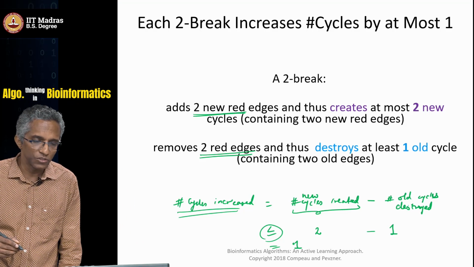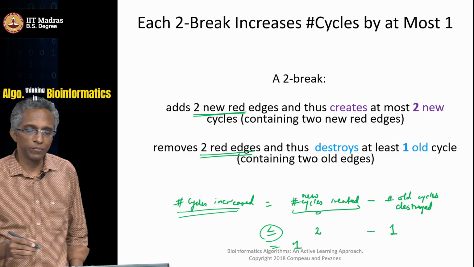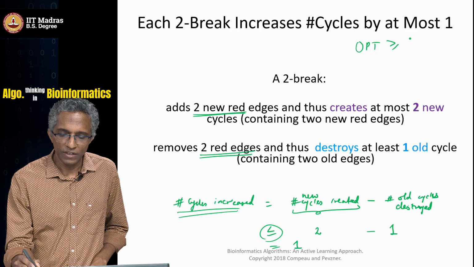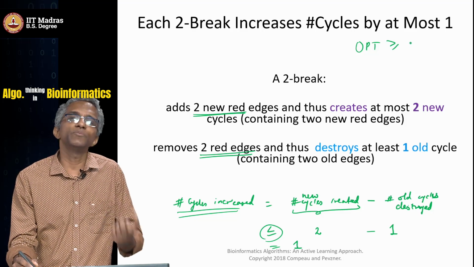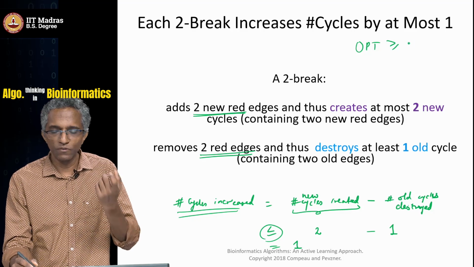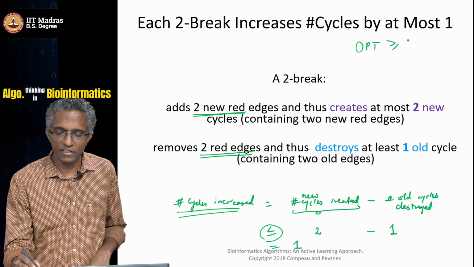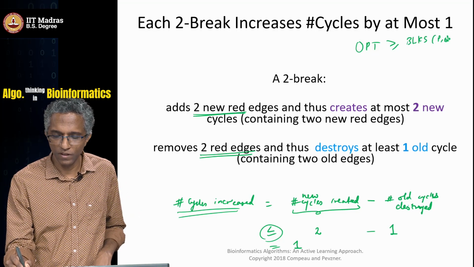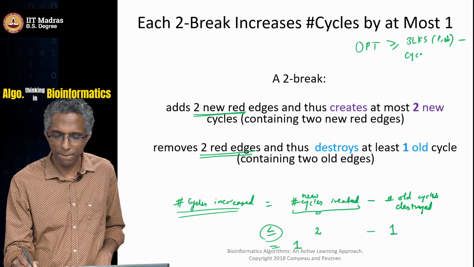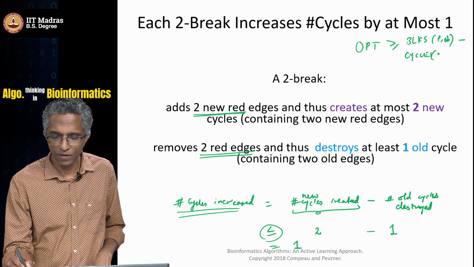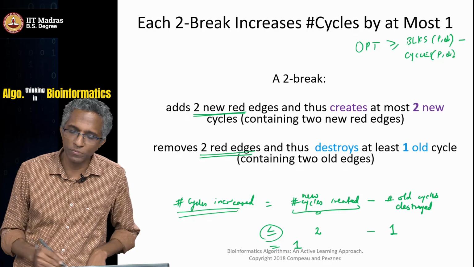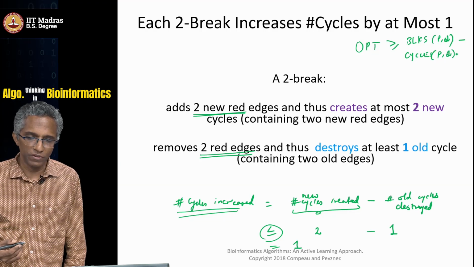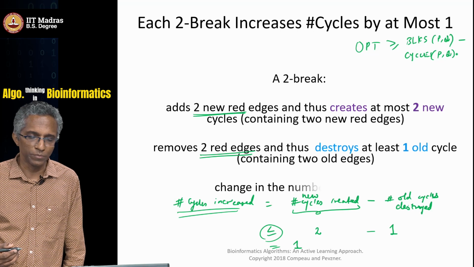Okay. So, we have the number of cycles increasing by at most 1 due to a single 2 break operation, and this directly tells you that the optimum is going to be at least this lower bound that we talked about. Because each of them only increases by at most 1, we need at least as many operations as blocks of p comma q minus cycles of p comma q. Okay. Because you can only improve the number of cycles by at most 1 in each single break operation.